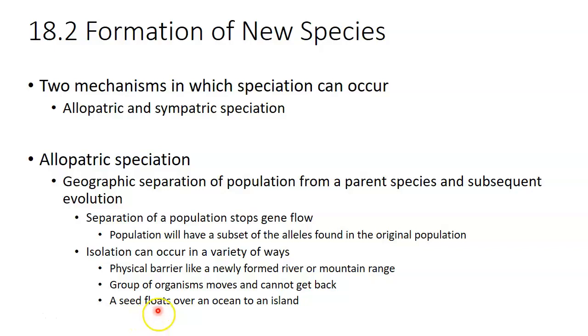And again, this particular seed, especially if it's only one of them, is only going to carry a subset of the alleles found in that original flowering population. And so therefore it's going to evolve differently than the organisms on the mainland. So allopatric means that there's some type of a geographic separation of a population from the original population.